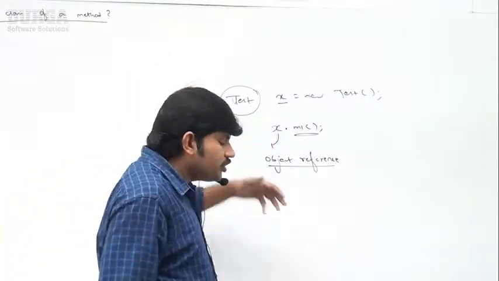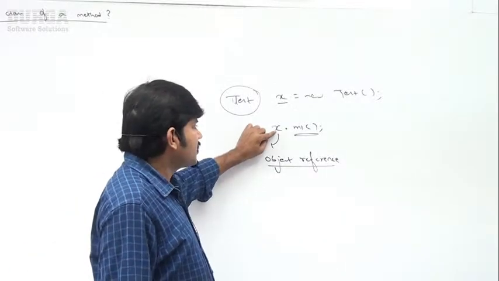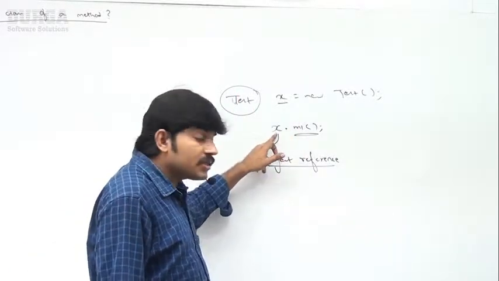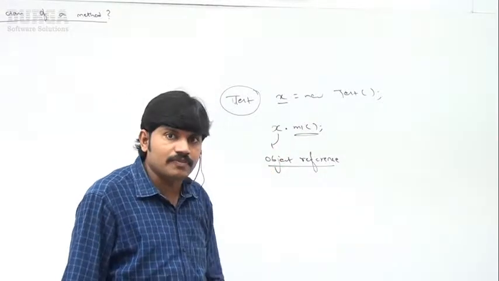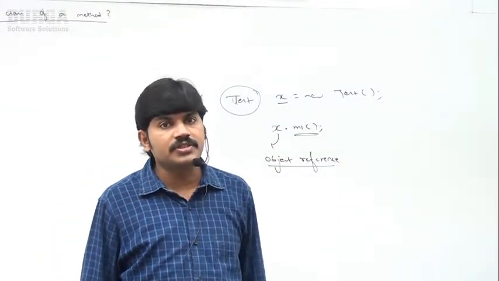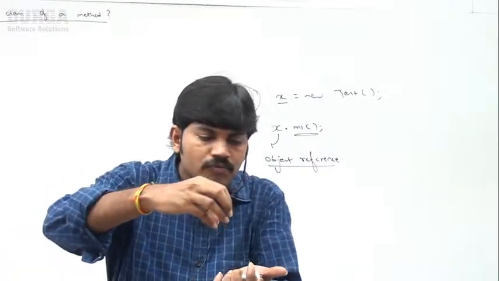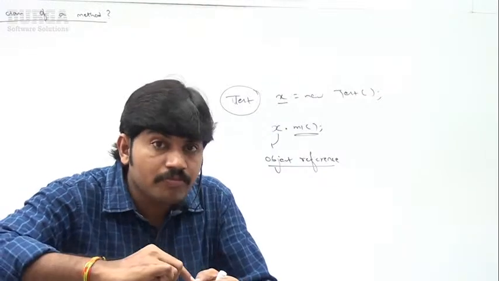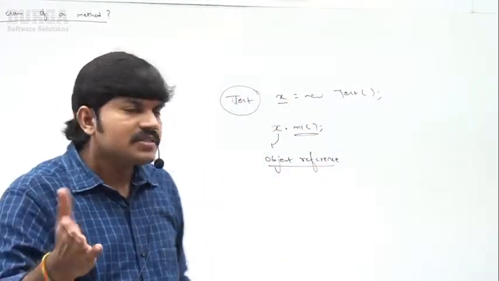Now, which method is coming? Which class's method is executing? What type is this x? Test type, then the Test class m1 method. If x is Customer type, the Customer class m1 method. If x is Student type, the Student class m1 method is going to execute. Very simple. In Java, you should be aware of which object reference you are calling this method on. That object reference type should contain that method. Clear, right?